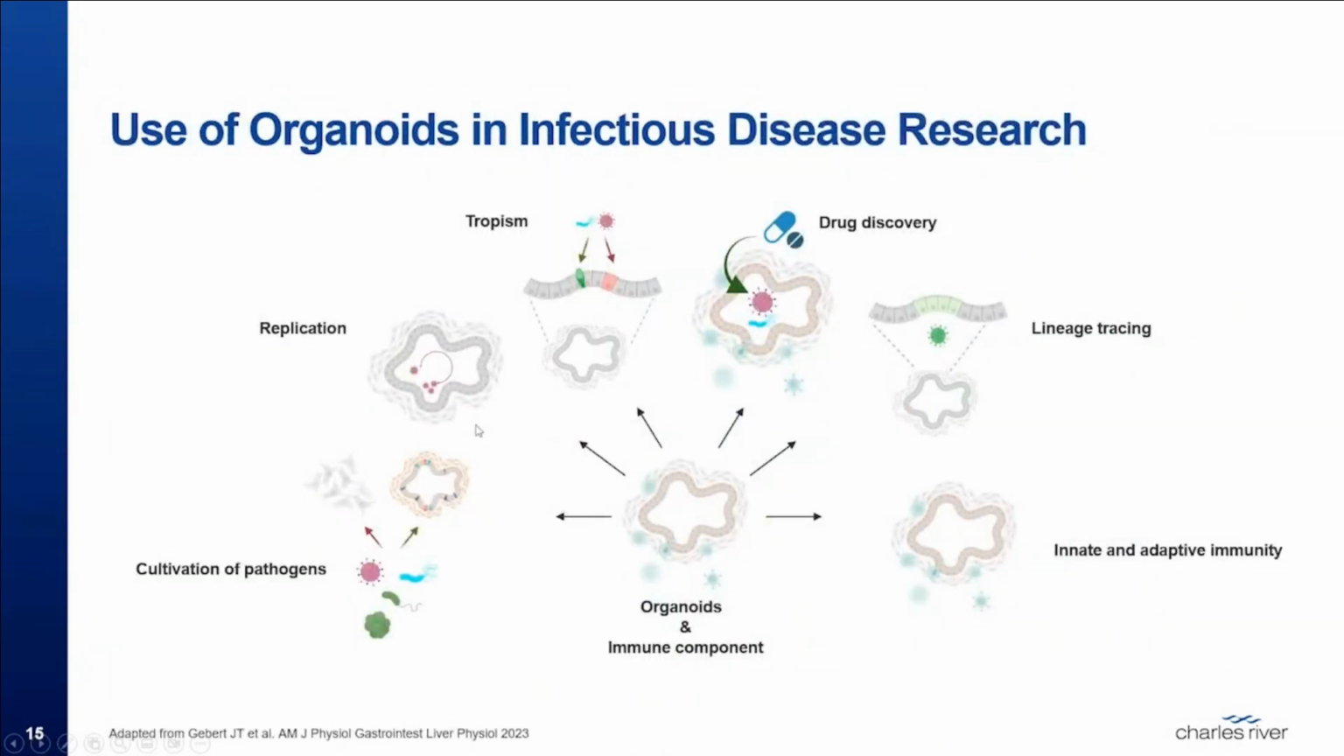Now, there is quite a large literature of using organoids to study infectious disease. A lot of work has been put into using organoids to cultivate pathogens that otherwise were not possible to grow in vitro using cell lines, to study the replication of bacteria or viruses, tropism, lineage tracing, and obviously also the interplay between innate and adaptive immunity with the epithelial components. In the next few slides, I will focus our attention on what we have learned in the drug discovery program to study the host-pathogen interaction.